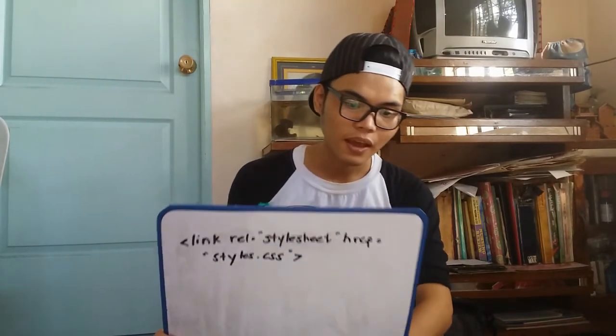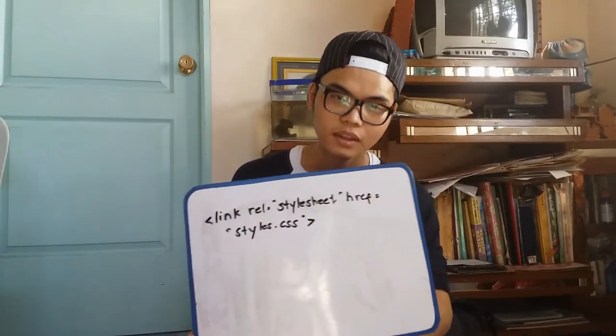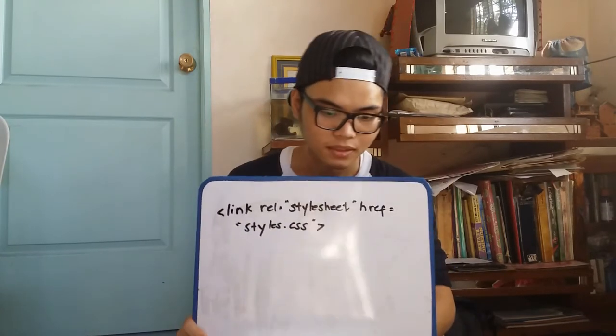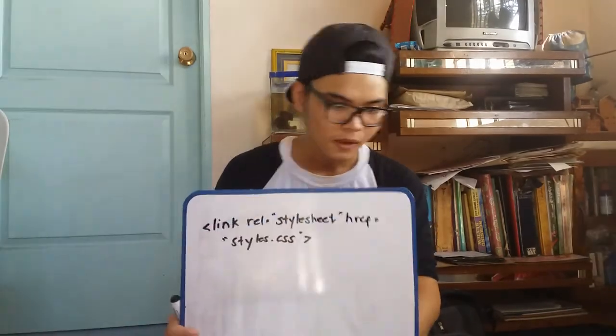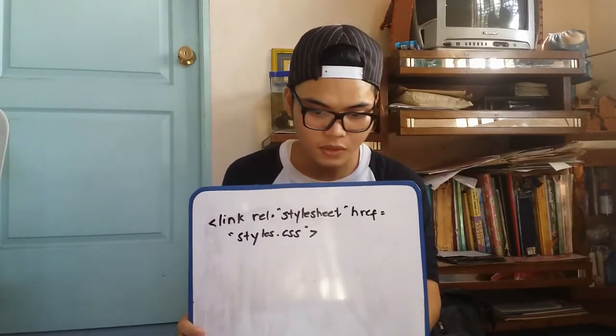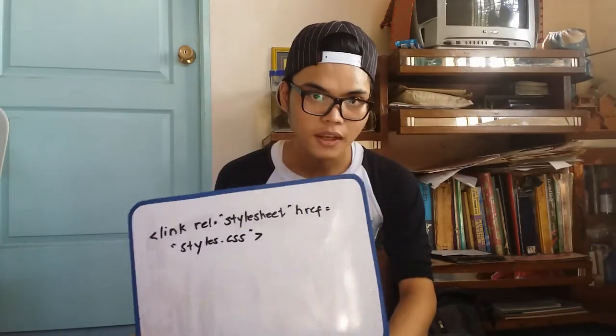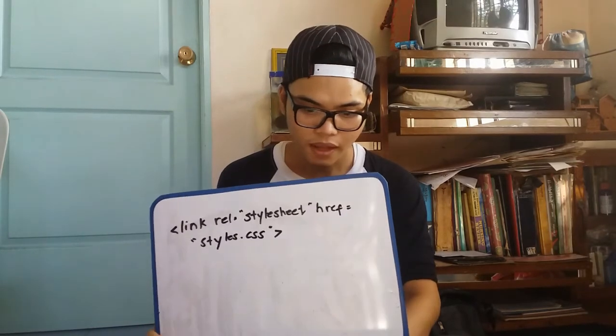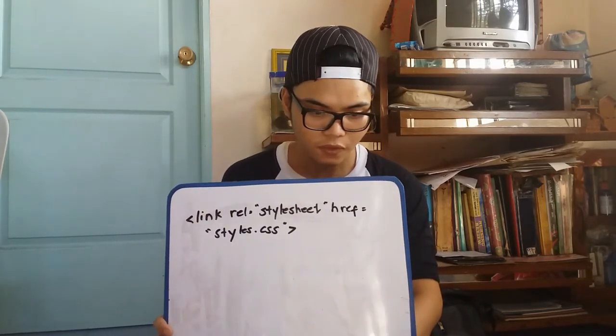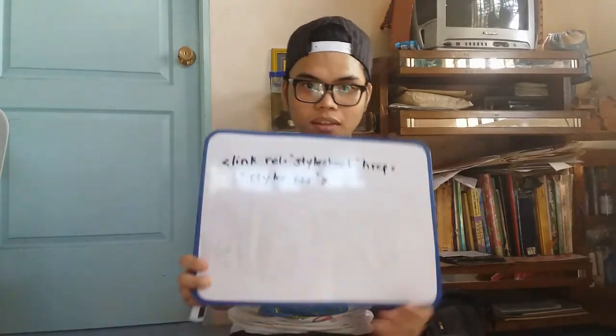And the last one is the external style sheet. This is the standard form of CSS. An external style sheet is used to define the style for many HTML pages. To use an external style sheet, add a link to it in the head section of the HTML page. This is the code.